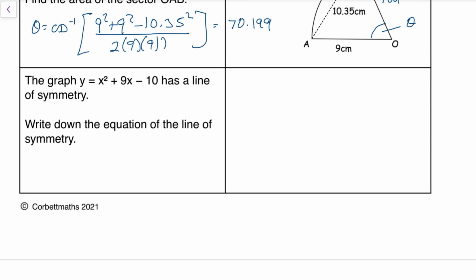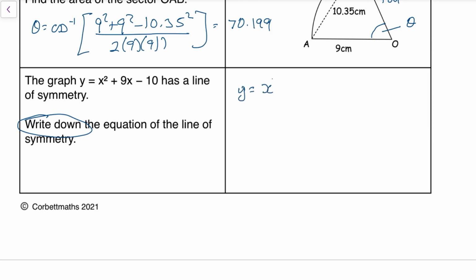Next and final question today. The graph of y equals x squared plus 9x minus 10 has a line of symmetry. Write down. Now, write down is maths code for not a lot of maths required. If you've done differentiation, you can differentiate. Most of you probably won't have done, so therefore I'm going to complete the square.